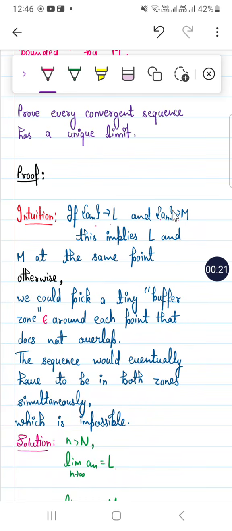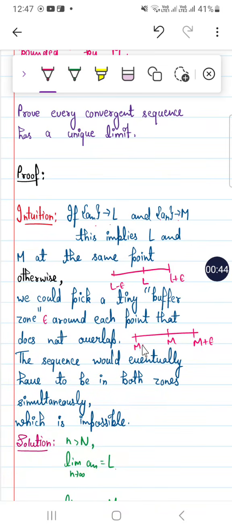First limit is capital L and second limit is capital M, right? And for proving that it has a unique limit, we will take two limits and take the buffer zone of these. That means the buffer zone of L is L minus epsilon and L plus epsilon, and the buffer zone of M is M plus epsilon and M minus epsilon, right?